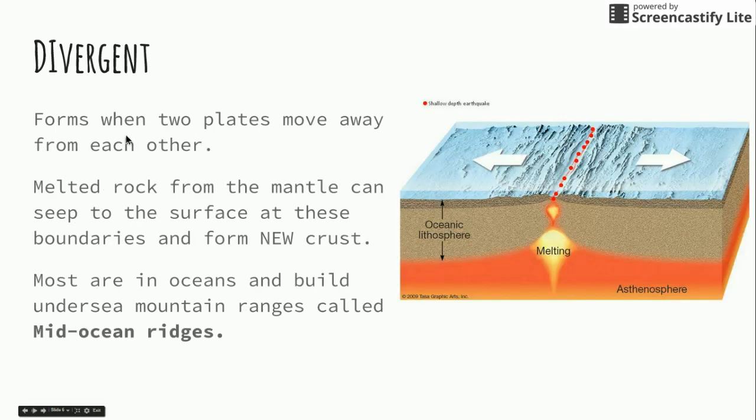Divergent. This forms when 2 plates move away from each other. This is like that seafloor spreading that we talked about yesterday. So melted rock from the mantle can seep to the surface at these boundaries and form this new crust. So the area closest to this ridge, where the plate boundaries are diverging from each other, is the newest area of crust. Most are in oceans and build undersea mountain ranges called mid-ocean ridges. So all around this, you'll notice that there will be mountain ranges.